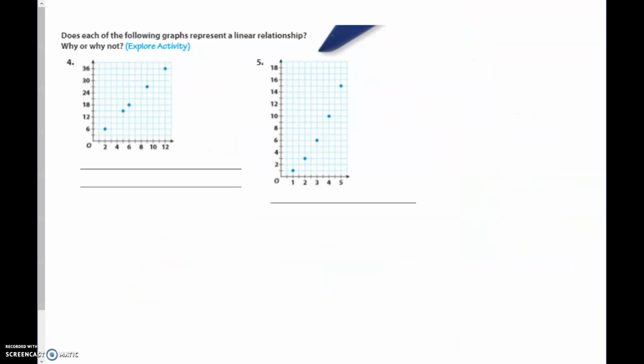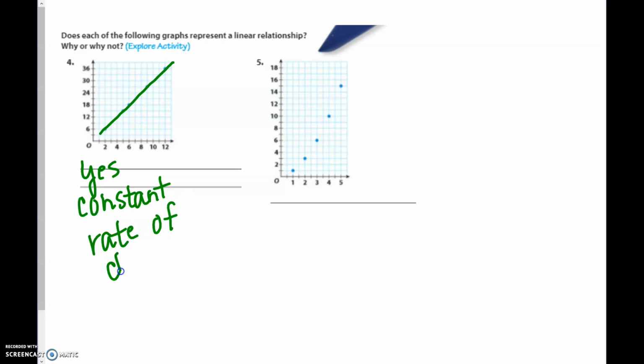All right, number 4, does each of the following graphs represent a linear relationship? So if we were going to connect all of these dots, do they make a nice straight line? And we could say yes. Why? Because this has a constant rate of change. Okay, now let's look at number 5.